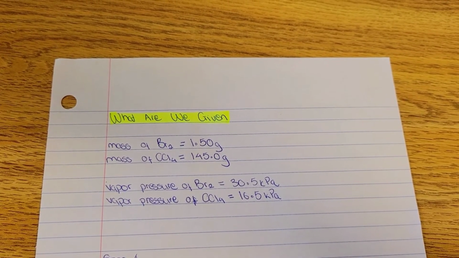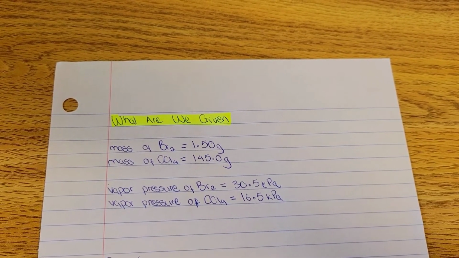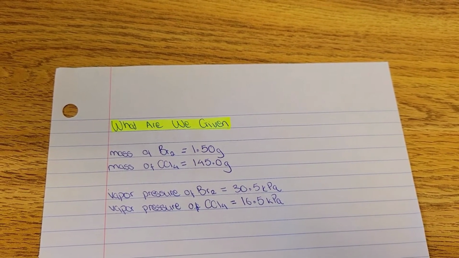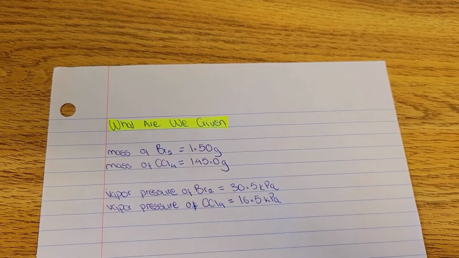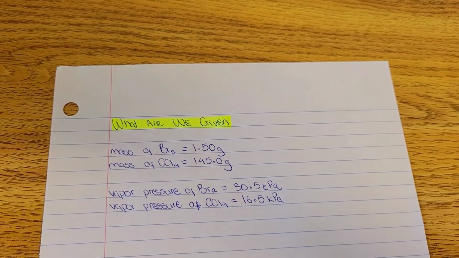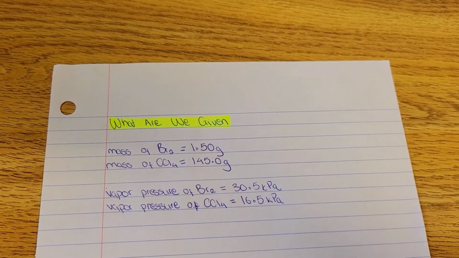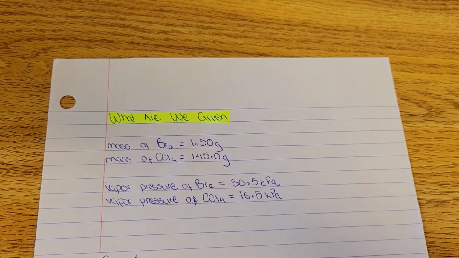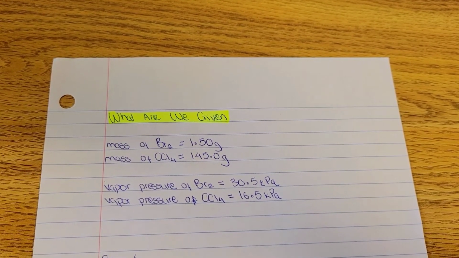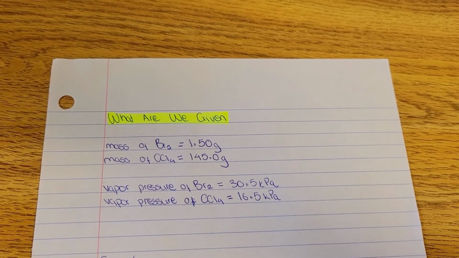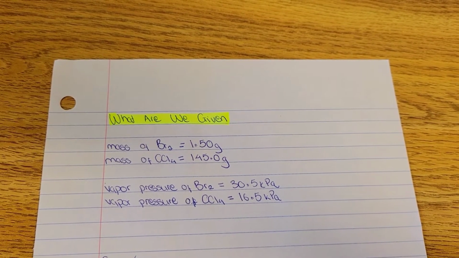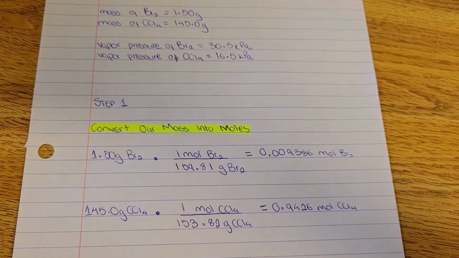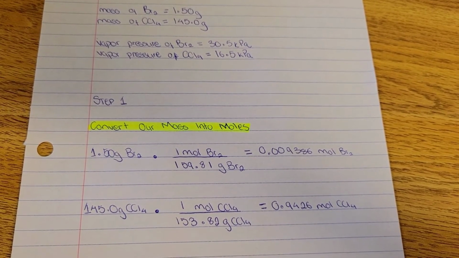So in our problem, they give us a number of things. They give us the mass of bromine, which is 1.5 grams, and the mass of carbon tetrachloride, which is 145.0 grams. They also give us the vapor pressure of bromine, which is 30.5 kilopascals, and the vapor pressure of CCl4, which is 16.5 kilopascals. So our first step would be to convert our mass into moles.